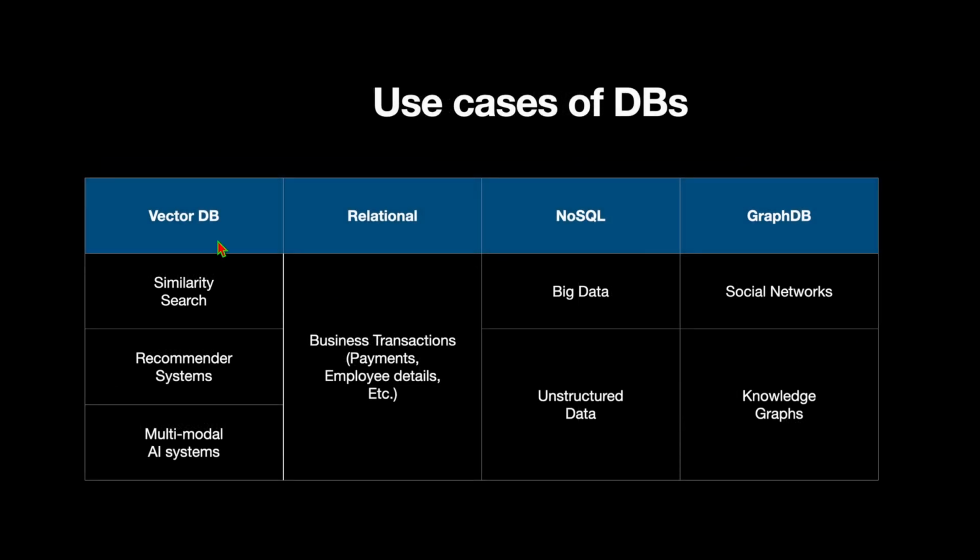In terms of the applications, relational DB is very established and we use it for all business transactions such as payments or employee details. With the emergence of big data, we had the NoSQL databases such as MongoDB, used for unstructured data. And with the emergence of social media networks, we also had GraphDBs, which are used to track the relationships as a graph between entities. So the vector DBs are something new, and they're mainly used when we want to do similarity search, or in recommender systems. We can also do multimodal AI with the vector DBs.